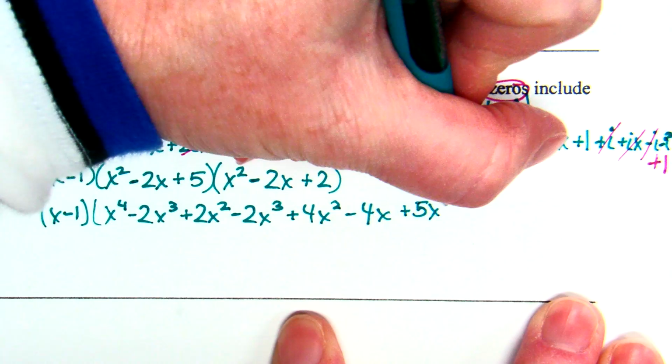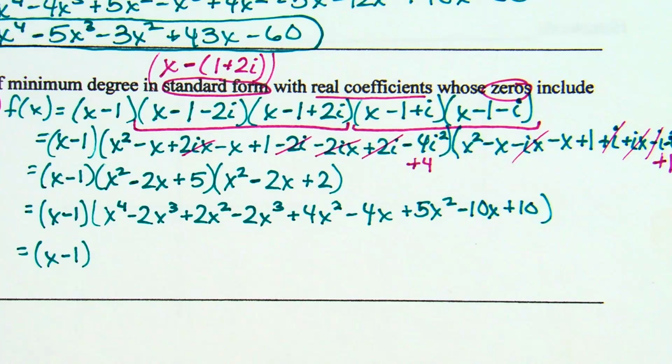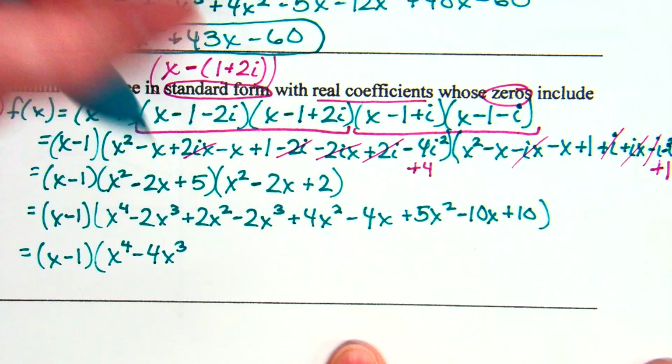X to the 4th carries down. Negative 2x cubed and negative 2x cubed becomes negative 4x cubed. 2x squared plus 4x squared plus 5x squared, 11x squared. Negative 4x minus 10x, negative 14x, plus 10.